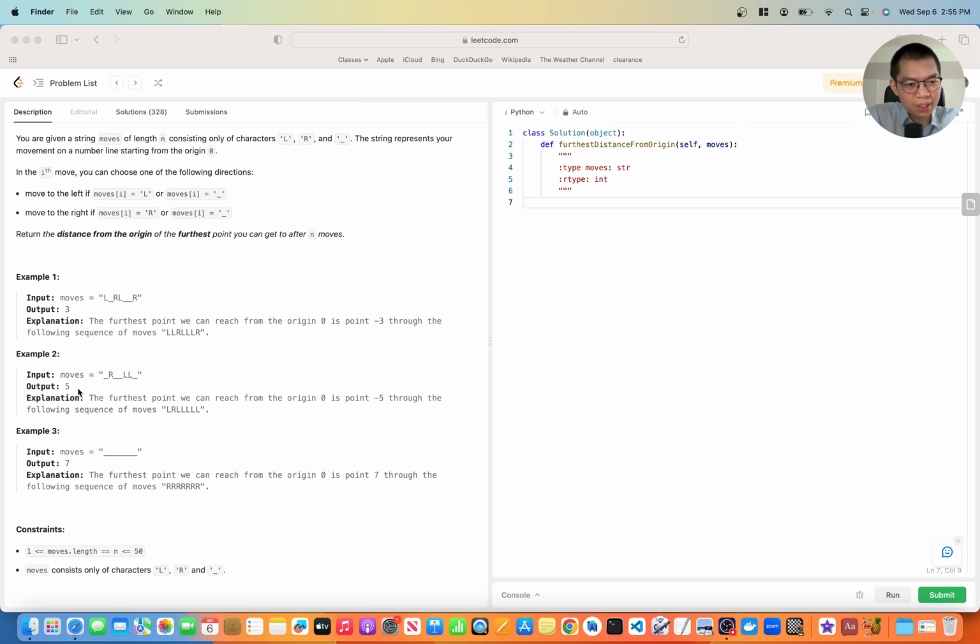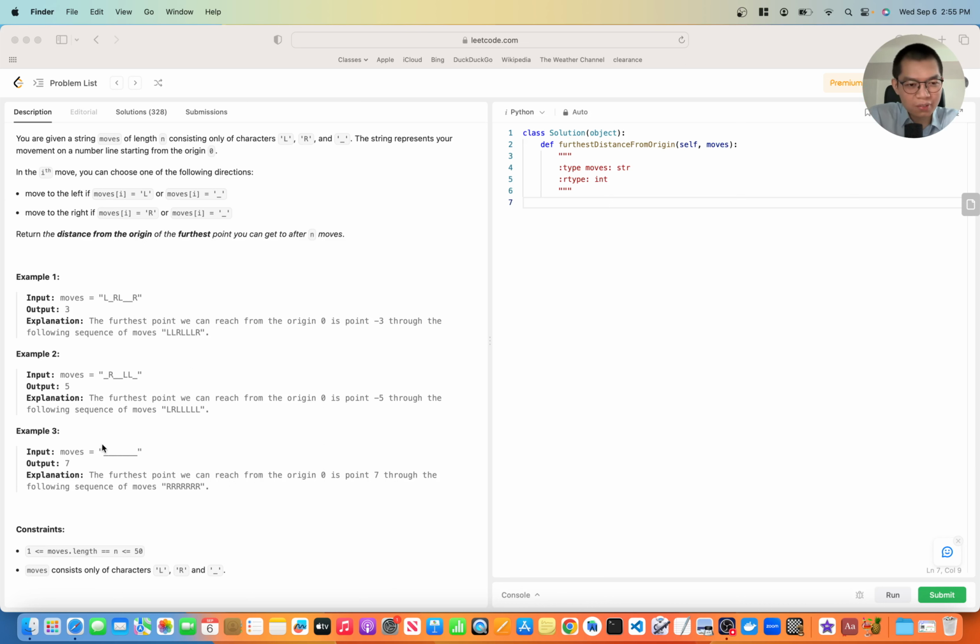This next one is 5, and it tells us that the best case scenario is L, R, L, L, L, L, L, which is you move to the left, which is -1. Then you move to the right, which puts you back at 0, and then you move 5 to the right. 1, 2, 3, 4, 5, and the answer is 5.